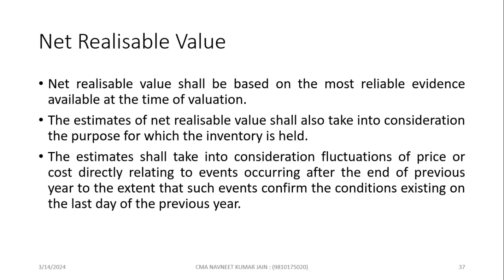Estimates shall take into consideration the fluctuations of price or costs which are directly relating to the events occurring after the end of the previous year. For example, some abnormal situation like the corona pandemic has spread. Due to the spread of the corona pandemic, many of the items which used to sell in big volume all of a sudden stopped selling. So there was a huge drop in their selling prices. So are we referring to those conditions which are impacting the selling price or the cost price of the product? On the other hand, the input costs of many items skyrocketed.